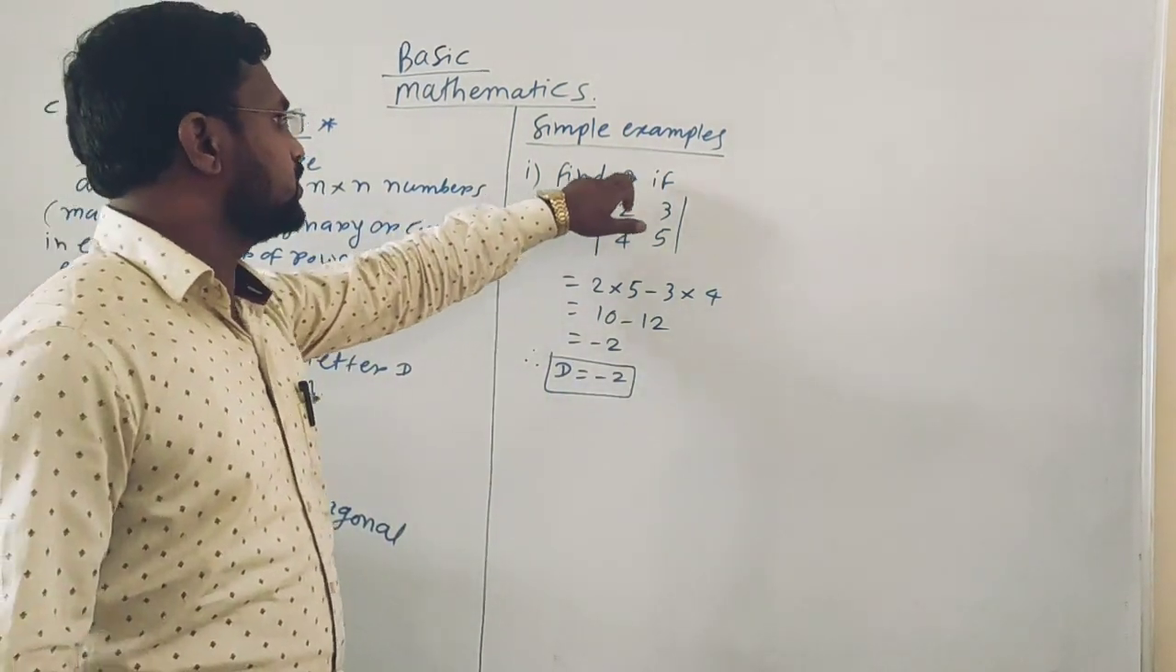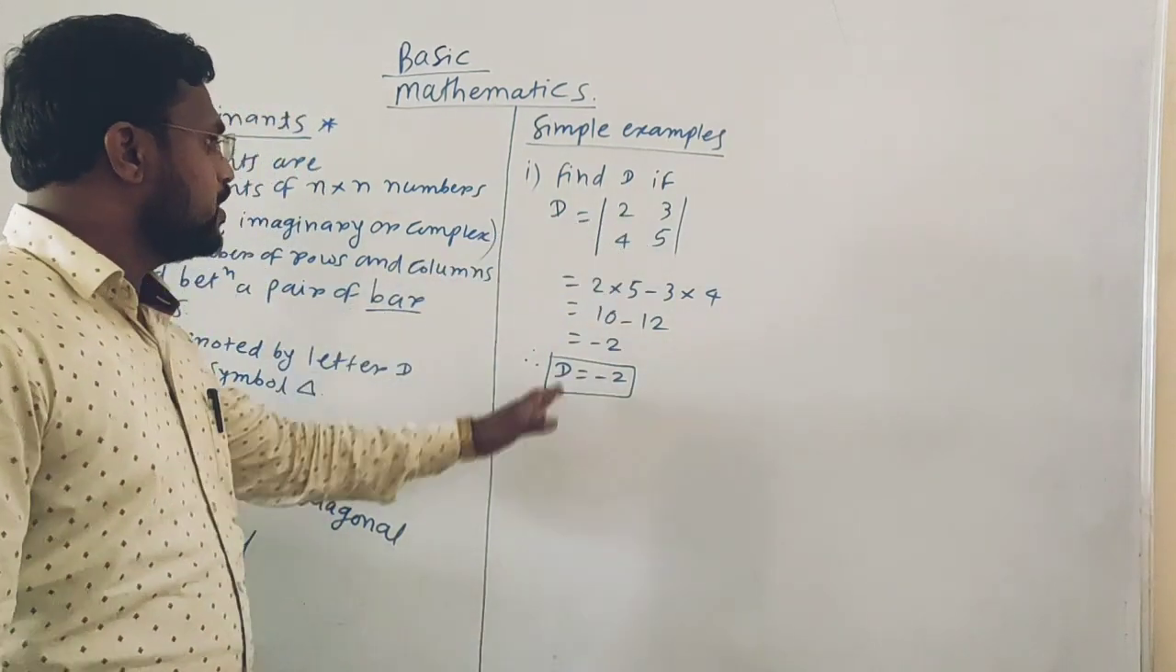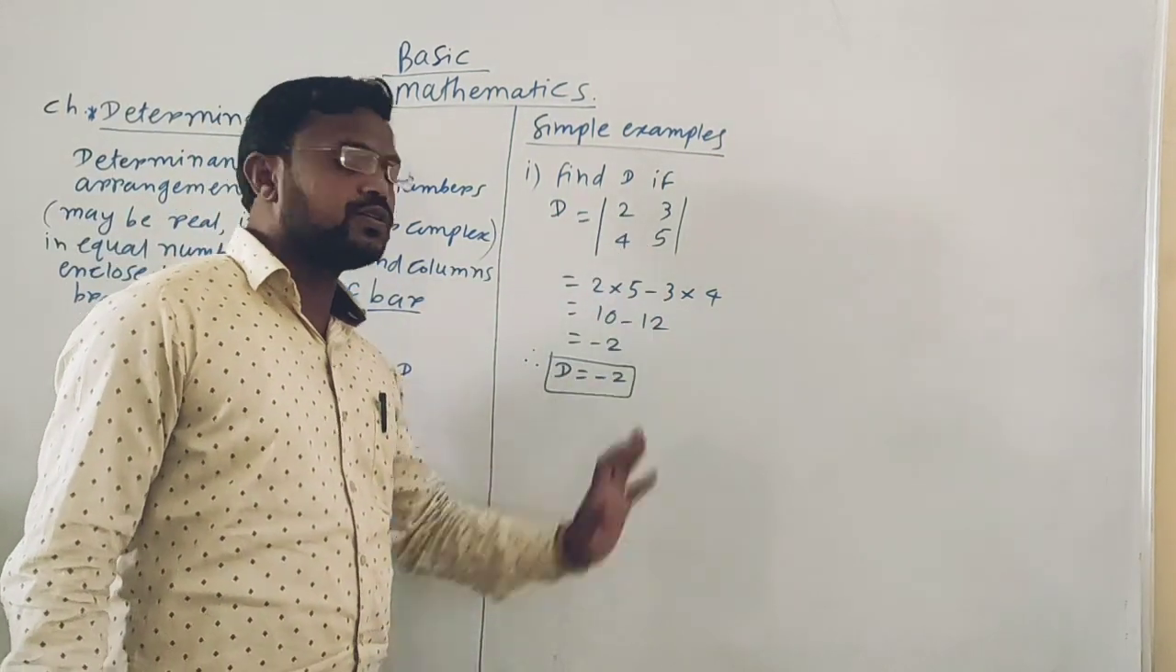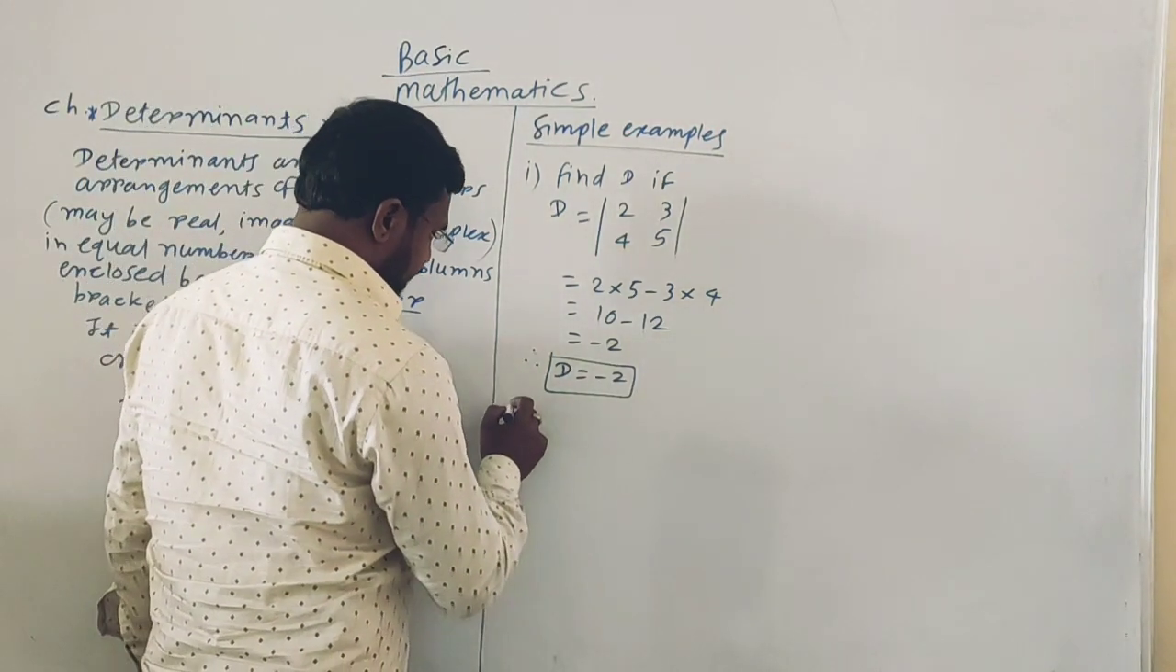We know that in 10th standard, D is equal to 2, 3, 4, 5: 2 into 5, 10, minus 12. What is the answer of this? Minus 2.